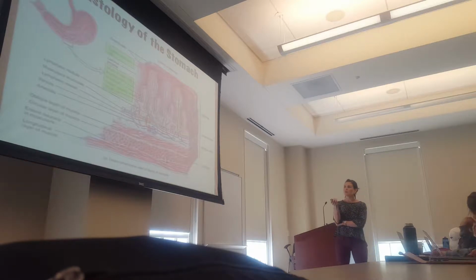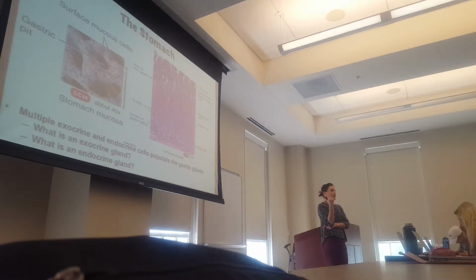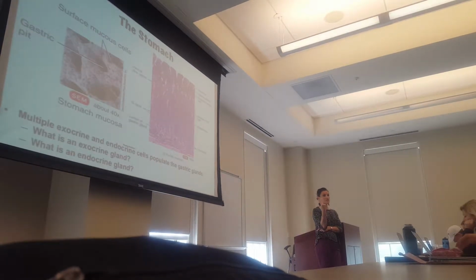So we'll talk about the mucus cells, the parietal cells, the chief cells, the glands, and then the G cells. Here again, you can see what the surface mucus cells actually look like. We're talking about two different functions here: exocrine functions and endocrine functions. You'll see this again a lot throughout the digestive system.